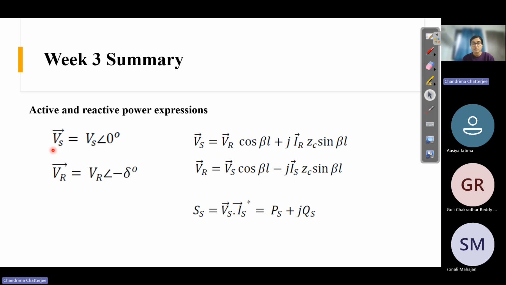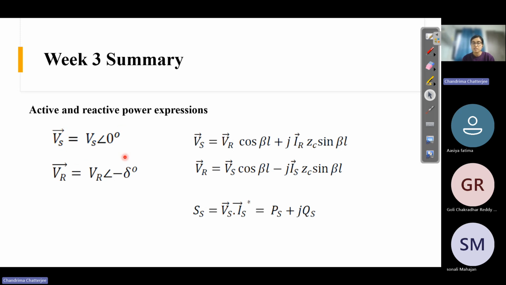First of all, when we calculate the active power and reactive power, we will take the sending end voltage as reference because all of them are phasor quantities. You can take any of them as reference. There is no problem. You can also take the receiving end as the reference. There is no problem at all.